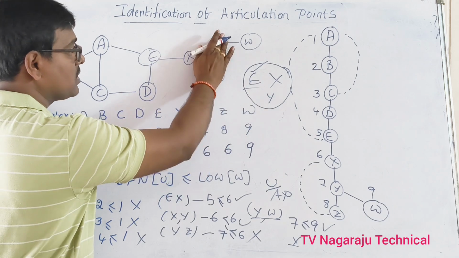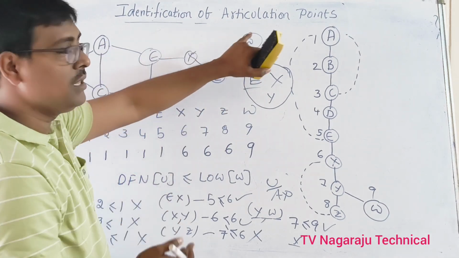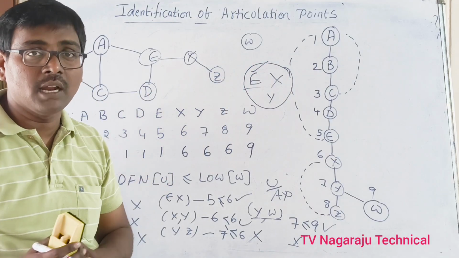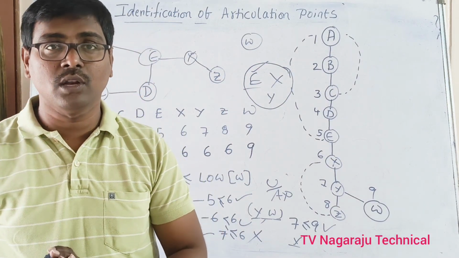Now remove the vertex Y. Remove the Y and the corresponding edges. This is one component. This is another component. Y is an articulation point. This is the example of how to calculate articulation points.